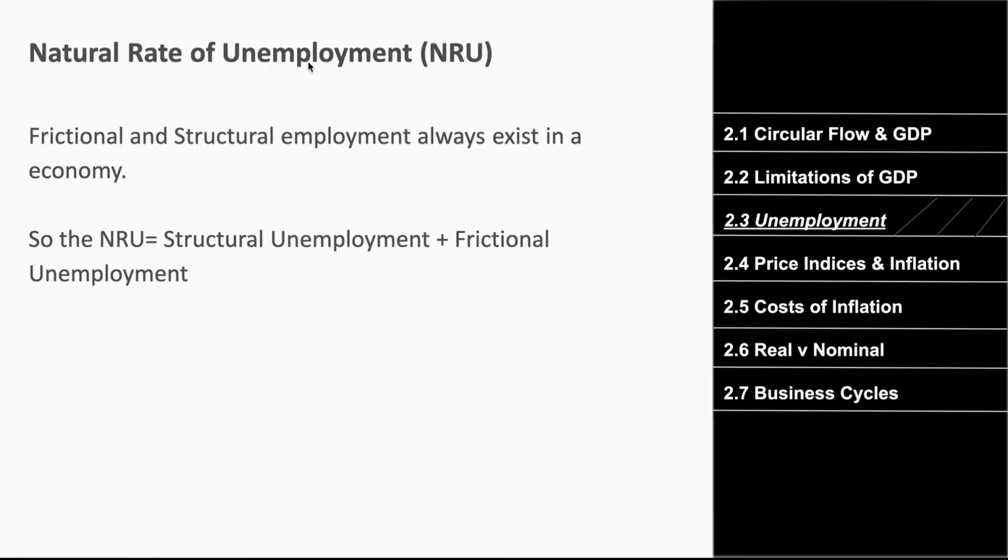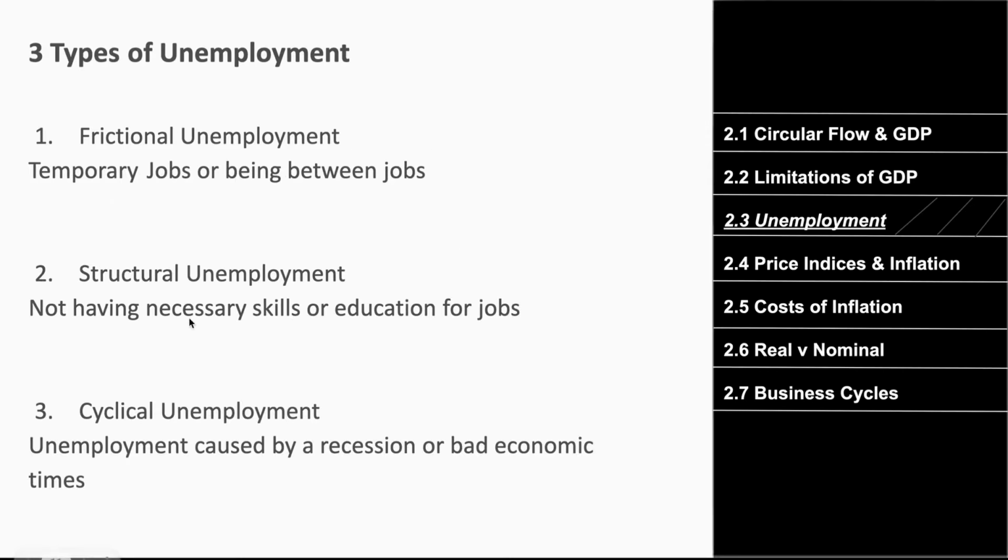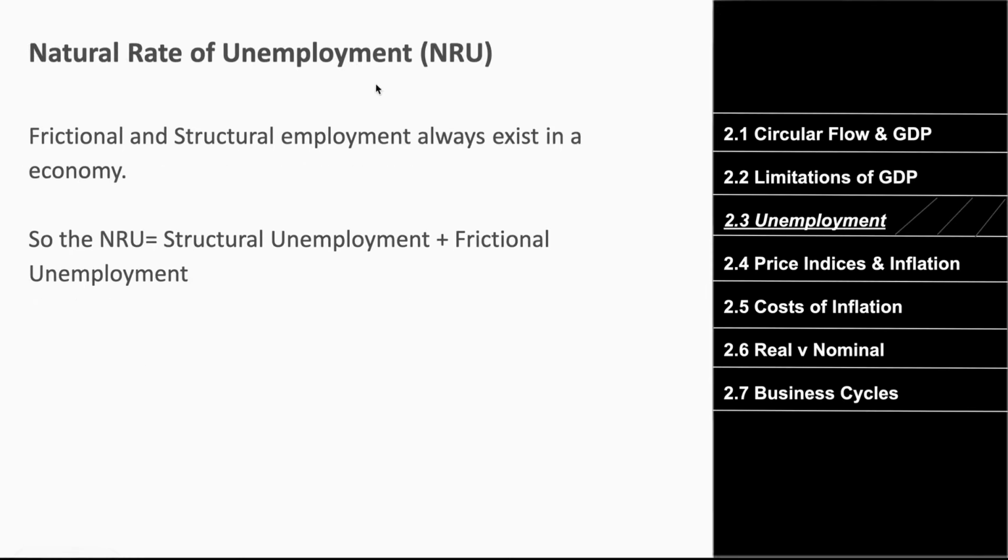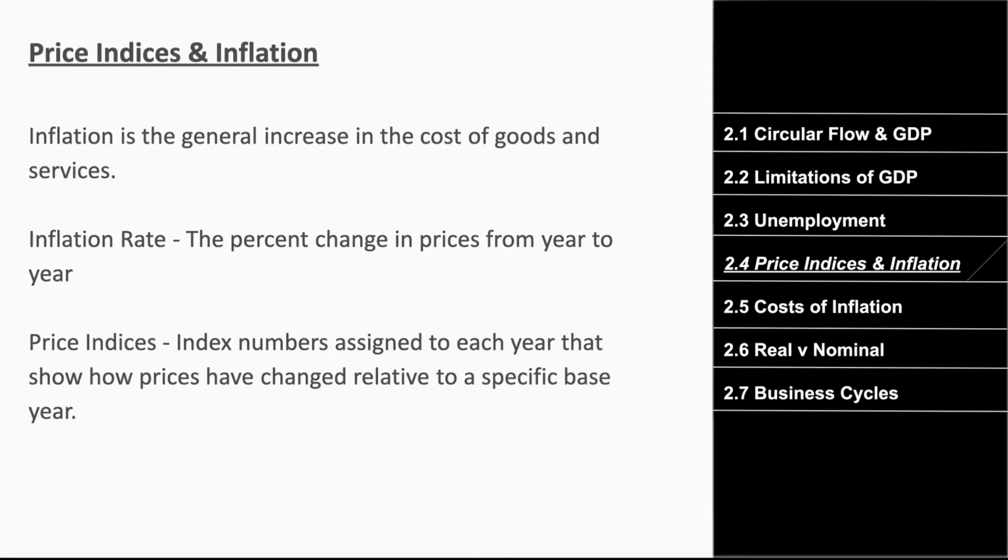The natural rate of unemployment is frictional plus structural unemployment. That's because frictional and structural unemployment always exist. Both frictional and structural are always going to exist. Cyclical unemployment, not necessarily, because the economy could be booming. The economy could be doing great, and thus we're not going to see unemployment caused by a bad recession. So the natural rate of unemployment, or NRU, is just structural unemployment plus frictional unemployment.